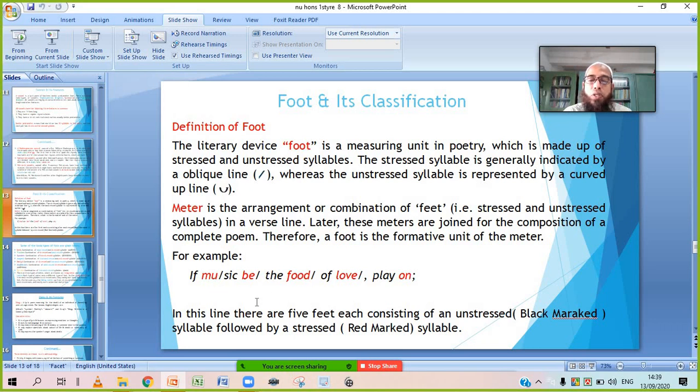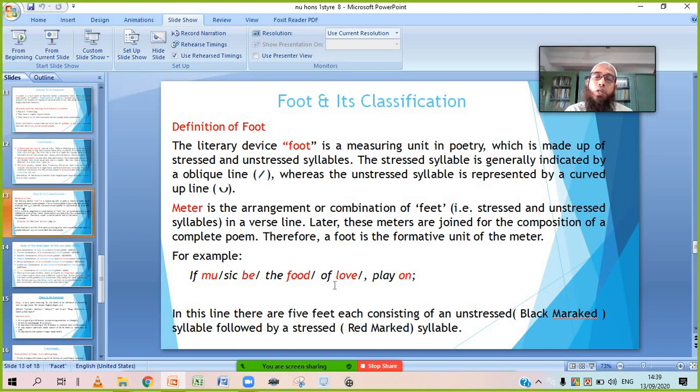That's why this is iambic. We will see different types of foot now in the next slide. Look at this line: there are 5 feet, each consisting of an unstressed syllable, marked black, followed by a stressed one, marked red, like "if, seek, the, mu, be, food, love, and on." So this is an iambic pentameter line.